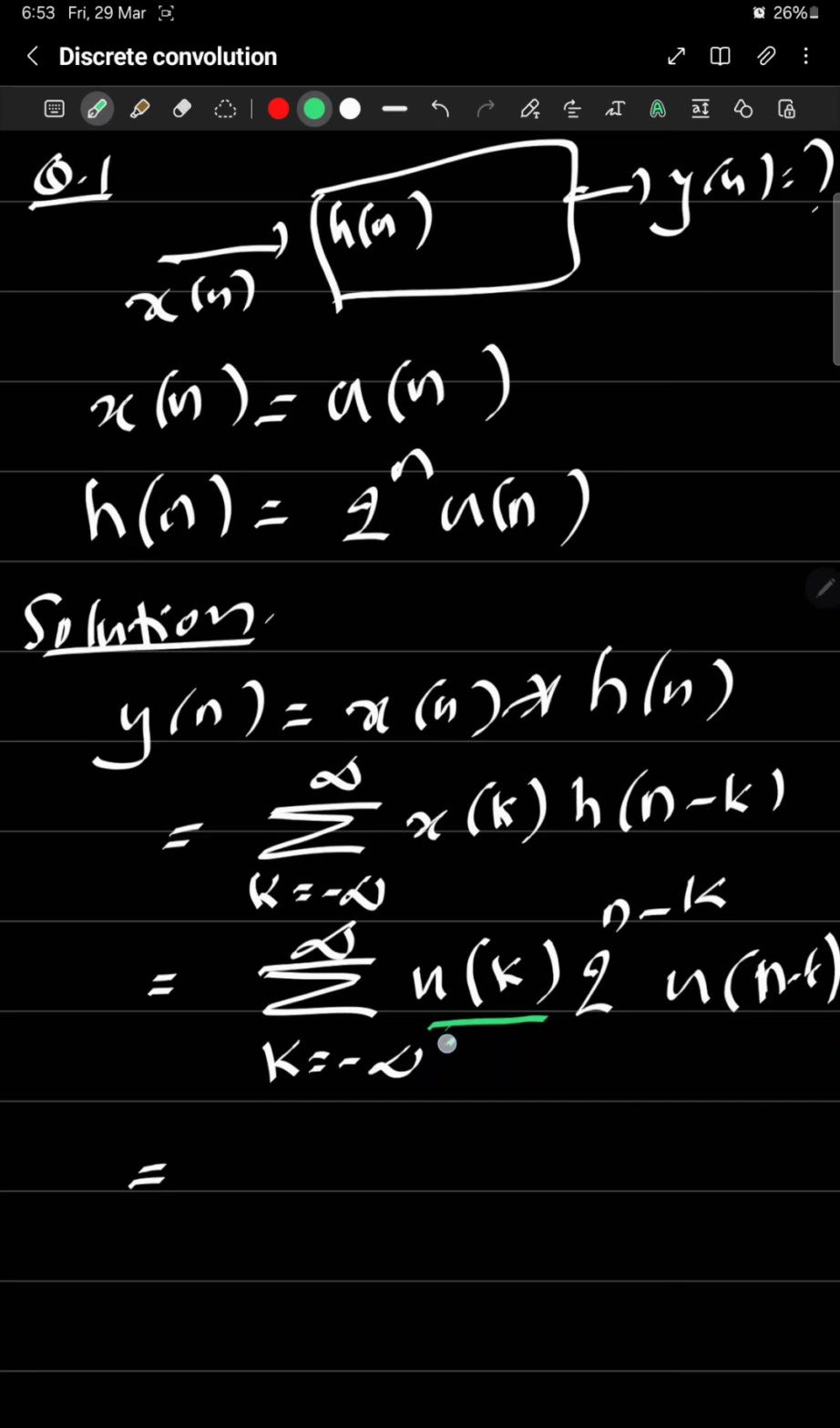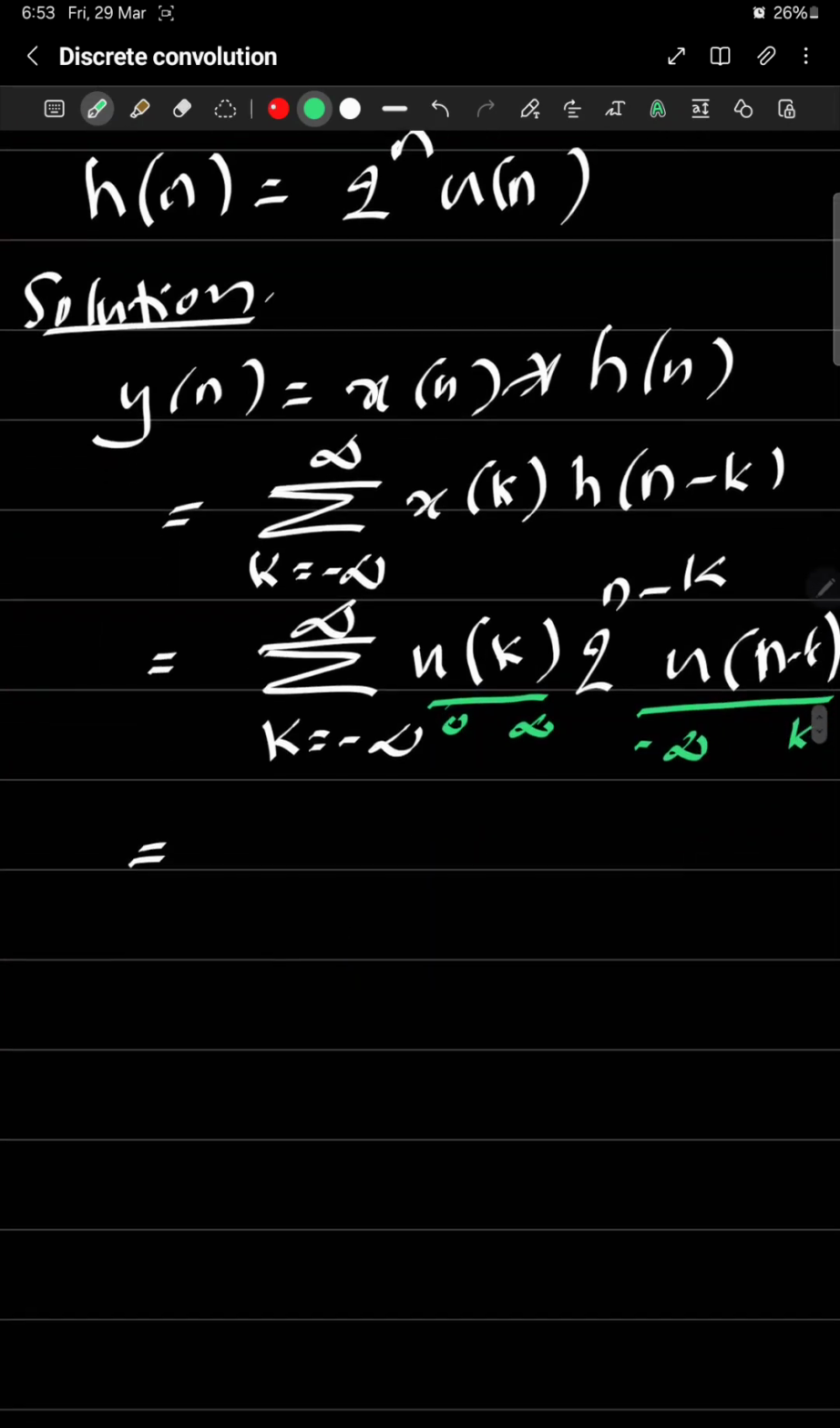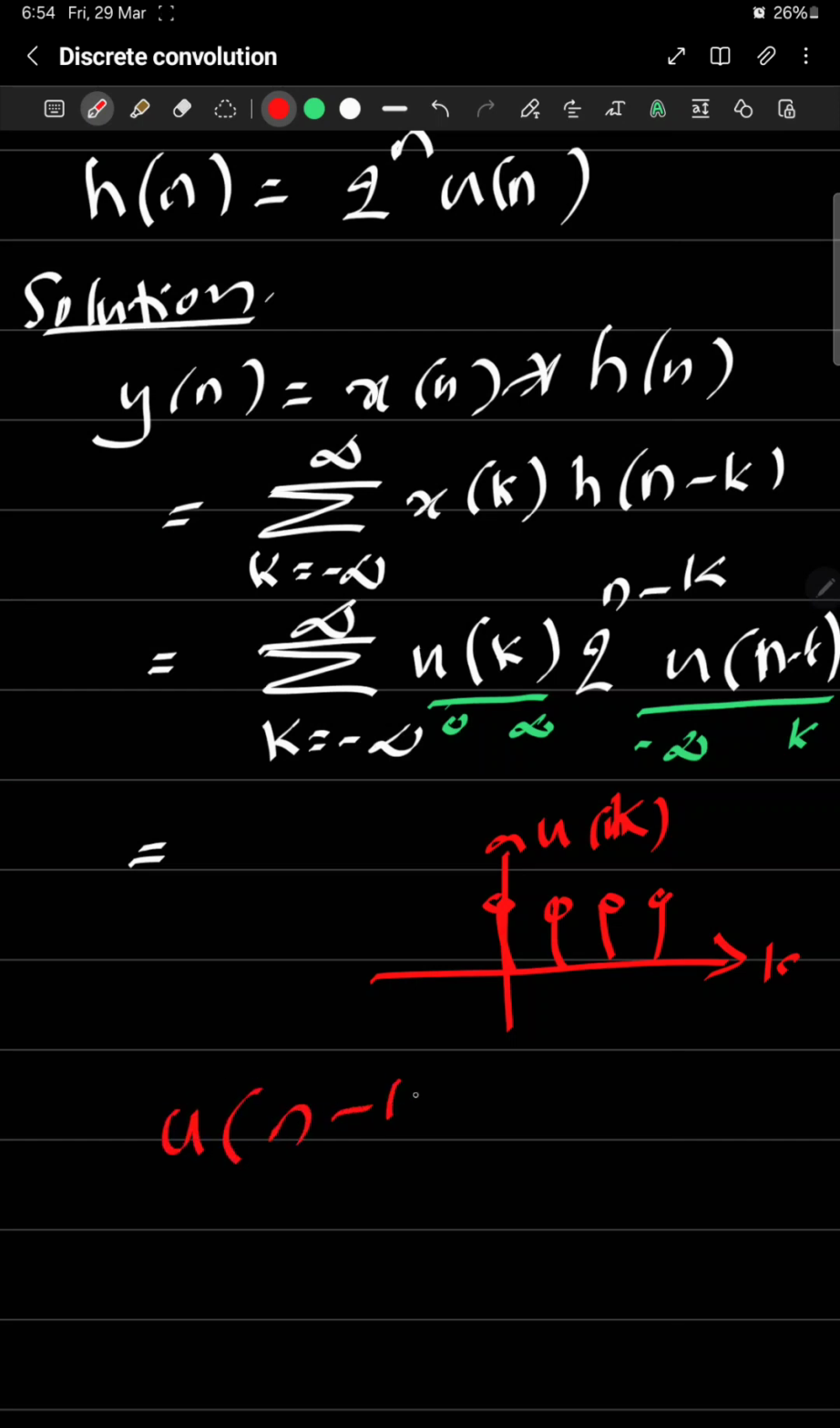u of k extends from 0 to infinity. And what about u of n minus k? u of n minus k is the folded and shifted version, so it varies from minus infinity to n. Hope you remember this part, or else have a look at this. This will be u of n, so u of k will be like this, let the axis be k. Now you need to plot u of n minus k. u of n minus k means u of minus of k minus n, so first you have to perform reversal, then you have to right shift it by n units.